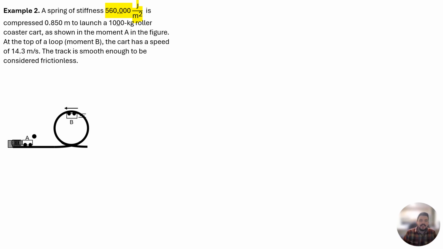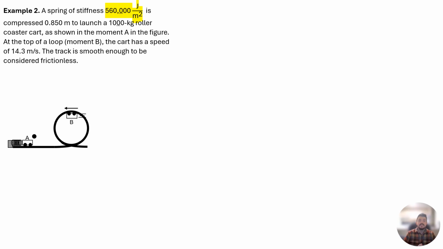Hi there! In this video, we're going to do a second example problem of a series of 3 example problems dealing with energy and energy conservation. In this problem, we have a spring of stiffness 560,000 joules per square meter. That spring is compressed 0.850 meters to launch a 1,000 kilogram roller coaster cart as shown in moment A in the figure. At the top of the loop, which is moment B, the cart has a speed of 14.3 meters per second. The track is smooth enough to be considered frictionless.